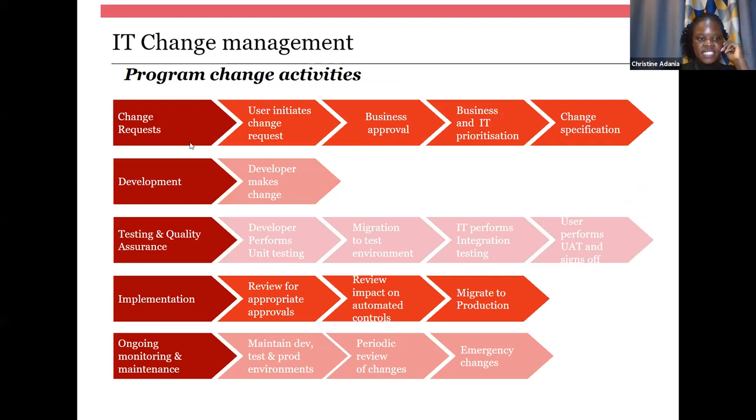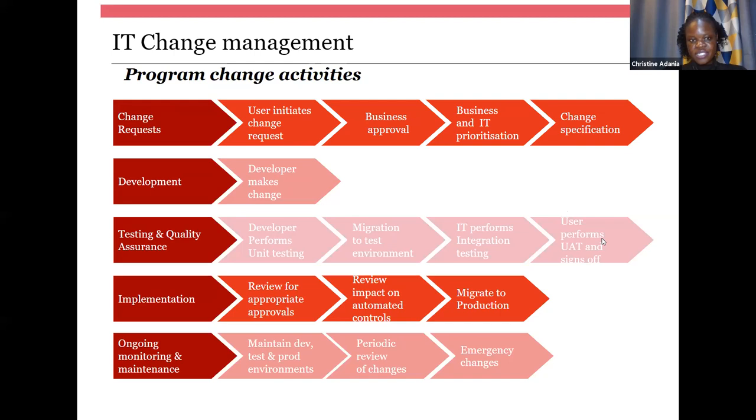Okay, so activities under each change request. The user initiates a change request. This is an ideal change management control. The business or the IT department leader approves it. Then there's some prioritization, and maybe they specify what exactly needs to be done. Then the developer makes a change in the development environment, then there's testing, then the changes migrate from the developer and test to a test environment by one personnel. Then they perform integration testing to see that the change is integrated successfully within the application.